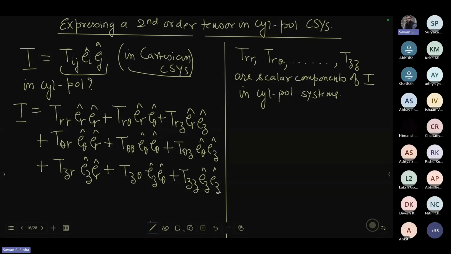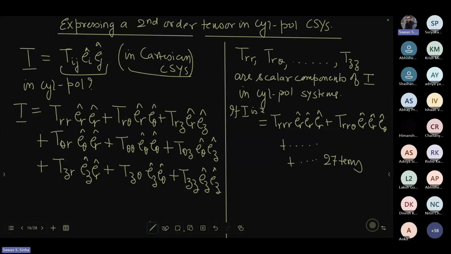Similarly, if I asked you to write a third order tensor in cylindrical polar coordinate system, I hope all of you will be able to do that. That would be something like TRRR ER ER ER to begin with, and then it will be TRR theta ER ER E theta, and so on, all the way to 27 terms if T is third order tensor. Okay, we'll have to write it like that.